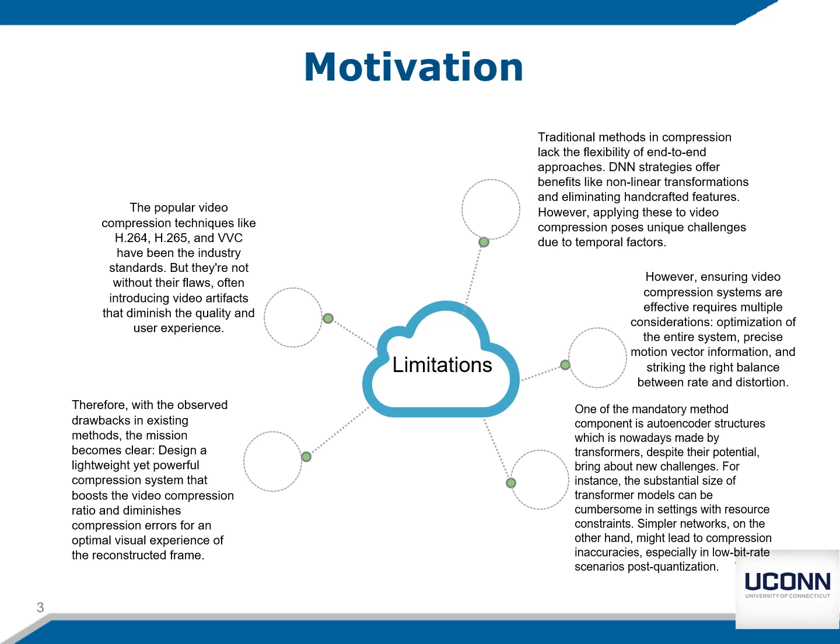Therefore, to make a video compression system more effective, we need to consider multiple components, for example the optimization of the entire system, precise motion vector information, and striking the right balance between rate and distortion. Another mandatory component in video compression is the deep autoencoder structure, which has recently been built with transformers. But the transformer is very computationally expensive and memory constrained as well. On the other hand, if we use a simpler network, that might lead to compression inaccuracies, especially in low bitrate scenarios after quantization.